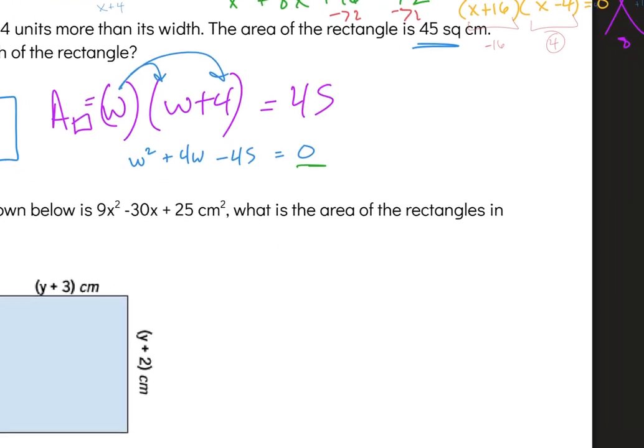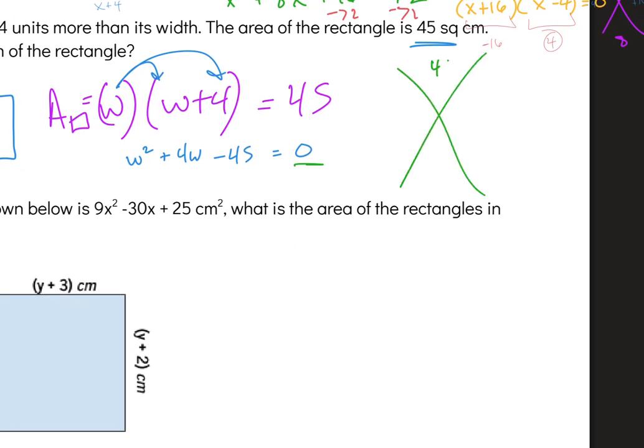Can we factor this? Well, let's find out. 45, negative 45, can that equal 4? Let's see. There is 3 and 15. I just skipped 1 and 45 because why? 5 and 9, looks like that's it. Plus 9 minus 5. So this can pretty much automatically factor to w minus 5 and w plus 9 equals 0.